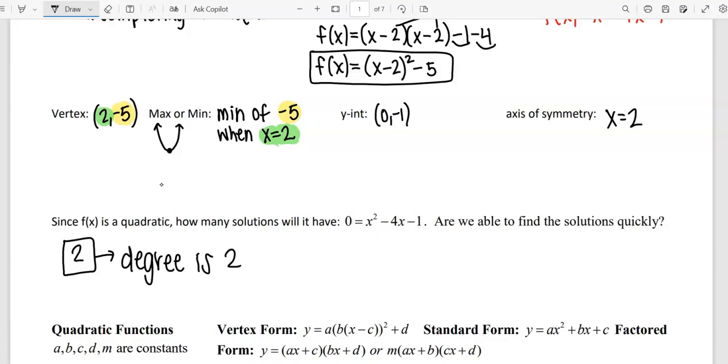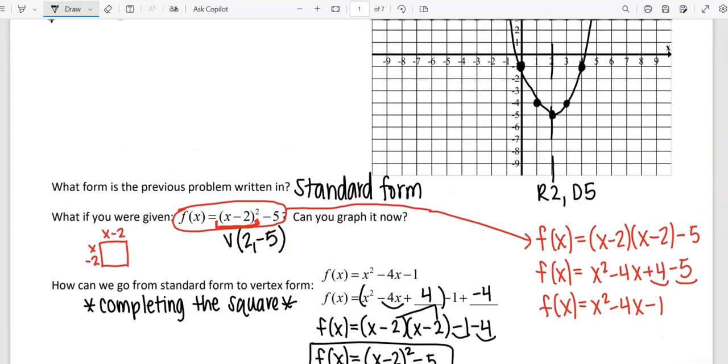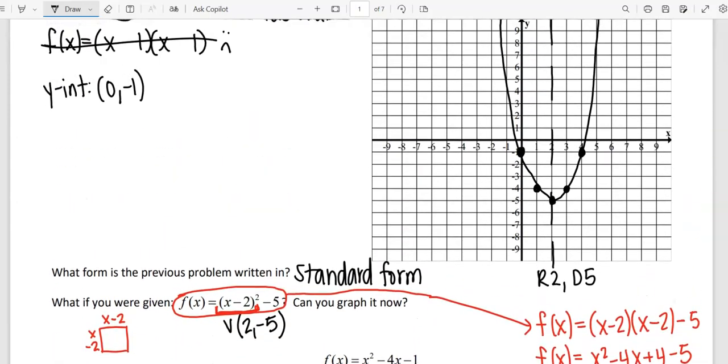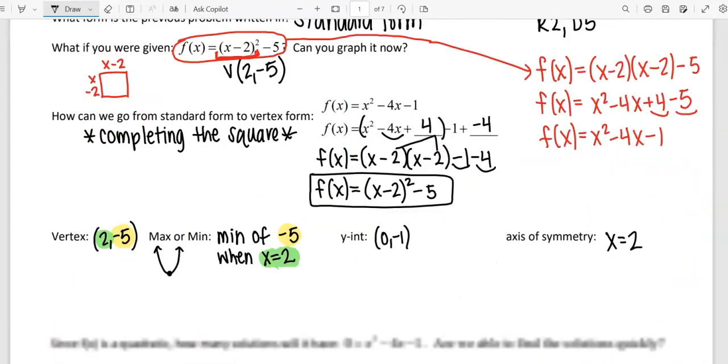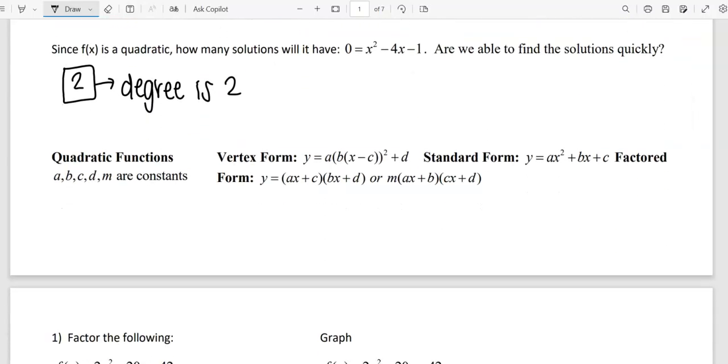Degree is 2. Are we able to find those solutions quickly? Could we find the x-intercepts? We did? What are they? We didn't, right? Because it wasn't factorable, right? So no. And we can say not factorable.